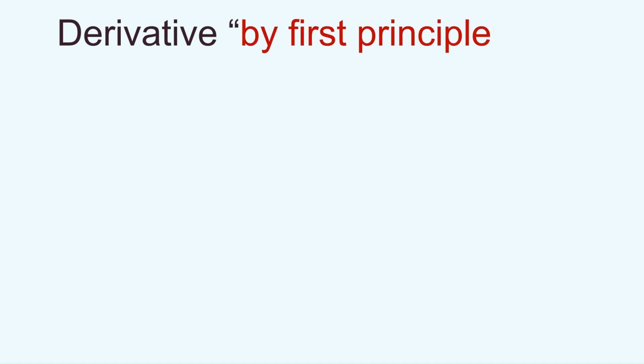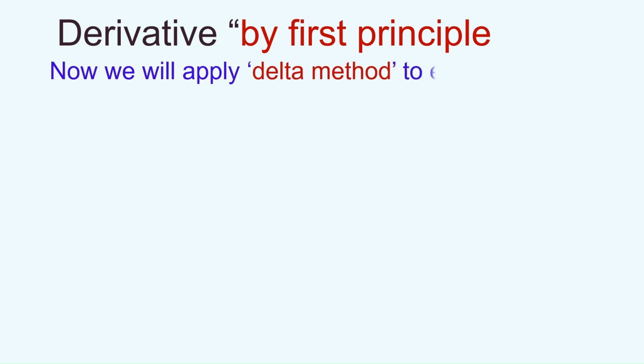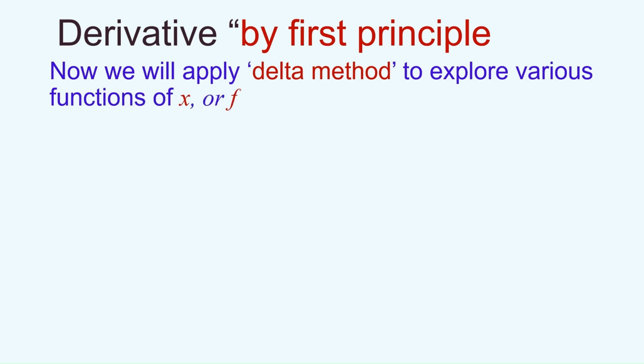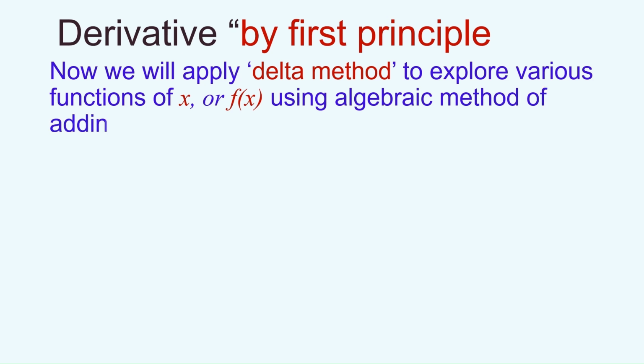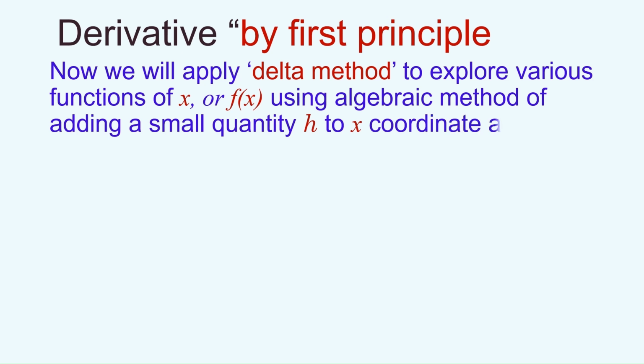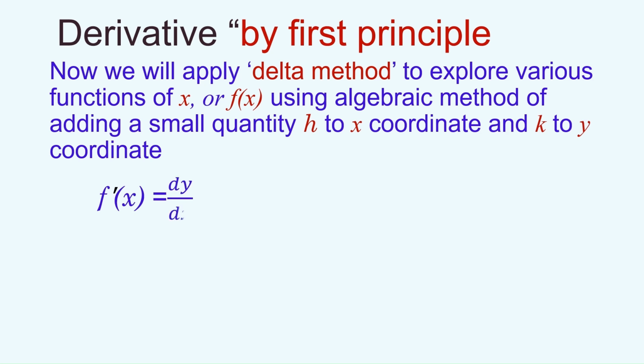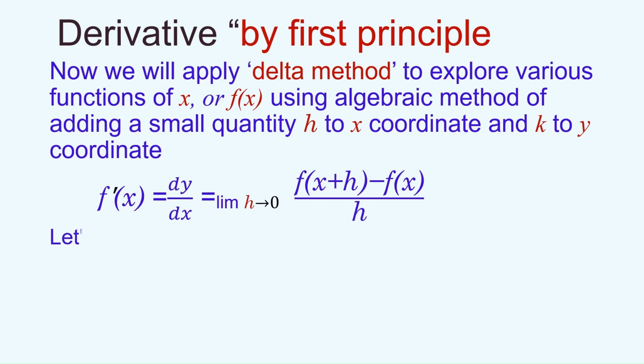The derivative by first principle. Now we will apply the delta method to explore various functions of x, or f(x), using the algebraic method of adding a small quantity h to the x coordinate and k to the y coordinate. f'(x) = dy/dx = limit h tends to 0, [f(x + h) - f(x)] divided by h.